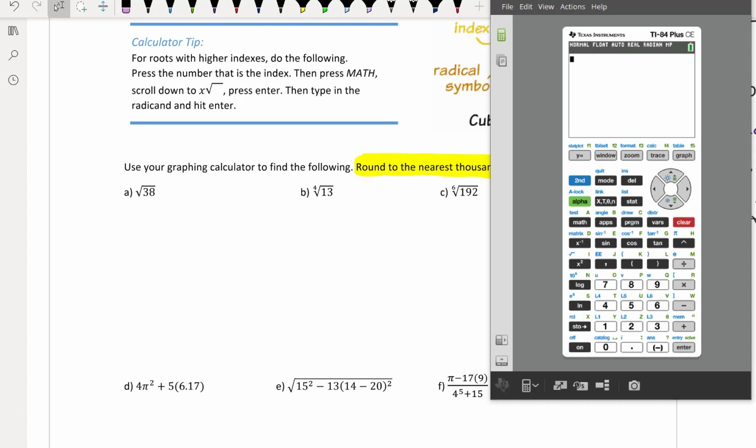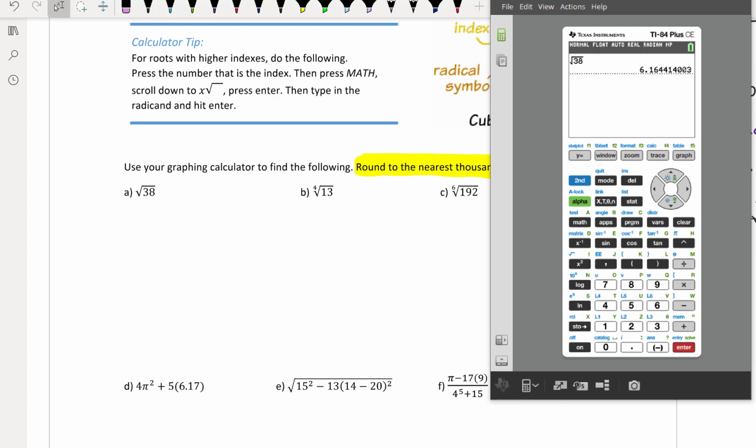So I'm going to plug in the square root of 38. Notice how the square root is kind of blue and it's little. So I'm going to go to second. Notice how once I press second, it's now red. Now I'm going to go to that square root. Whenever I press a button on the calculator, if you're following along visually, the button turns red. And now I plug in 38, and I'm going to press enter.